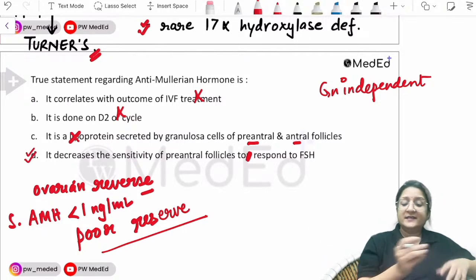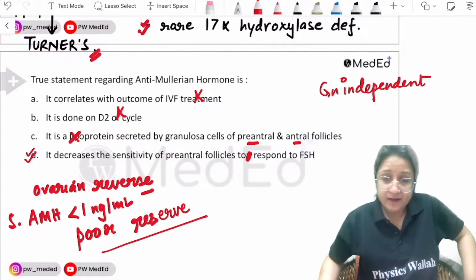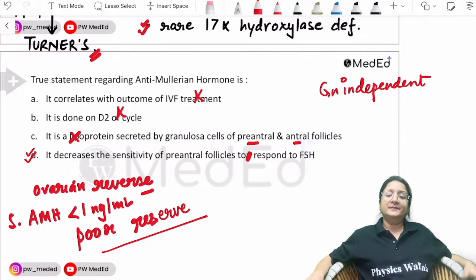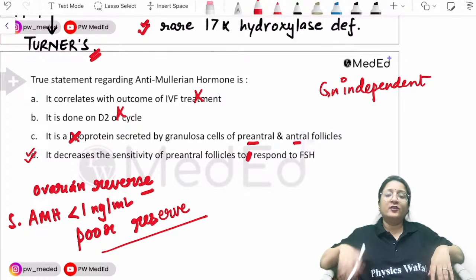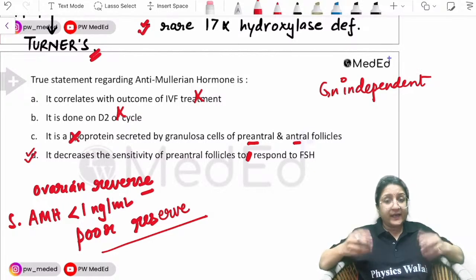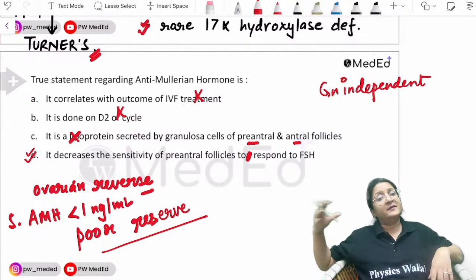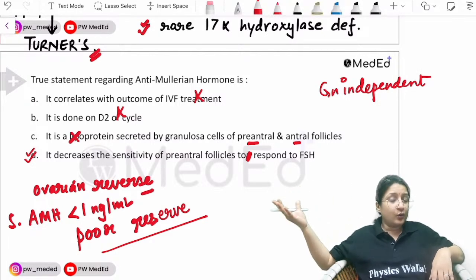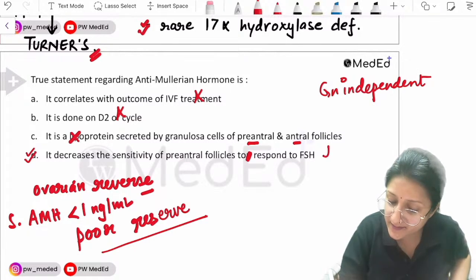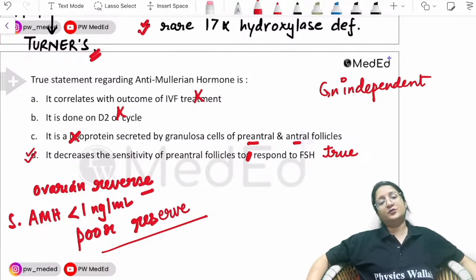It decreases the sensitivity of preantral follicles to respond to FSH. Interesting. Remember, in menstrual cycle, only one dominant follicle is selected. There are so many follicles growing, but one dominant follicle is selected. There is some role, yes, that maybe these smaller preantral follicles which are secreting AMH are not allowing them to respond to FSH. But there is one dominant follicle which has gained the maximum FSH receptors that continues to grow. So this is a true statement. It decreases the sensitivity of preantral follicles to respond to FSH. Otherwise, all preantral follicles would become dominant follicles. But we have in menstrual cycle only one dominant.